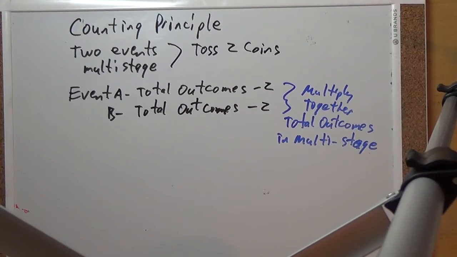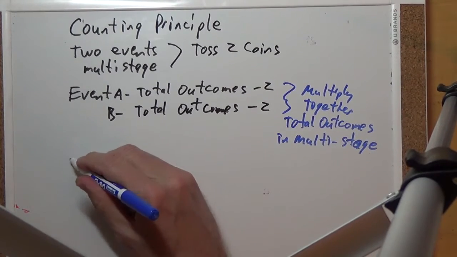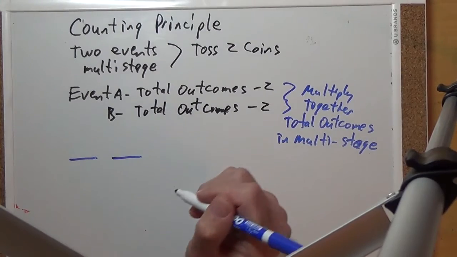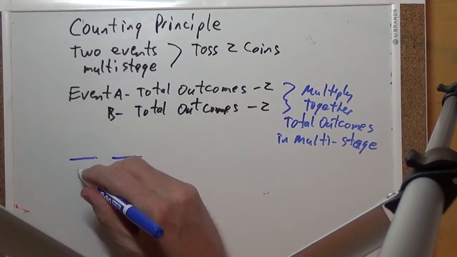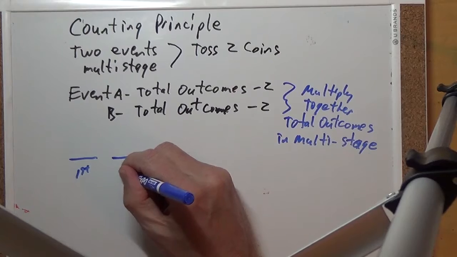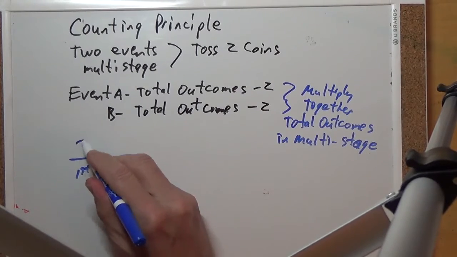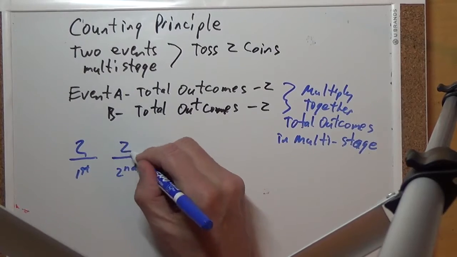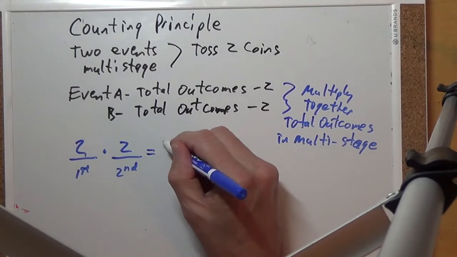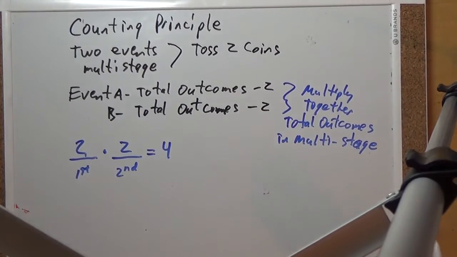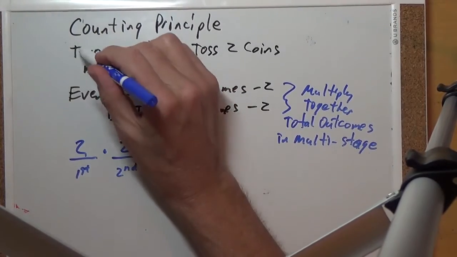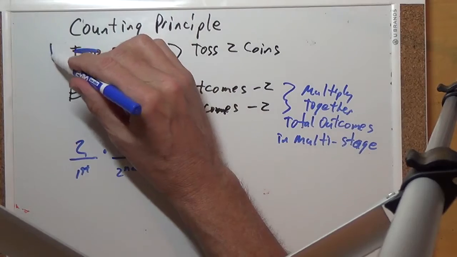So here's what I do. I just make two dashes. I look at the first event, I look at the second. So when I toss the first coin, there's 2 outcomes. Toss the second, there's 2. I get 4. So not only can this be 2 events, it can be a bunch of events.